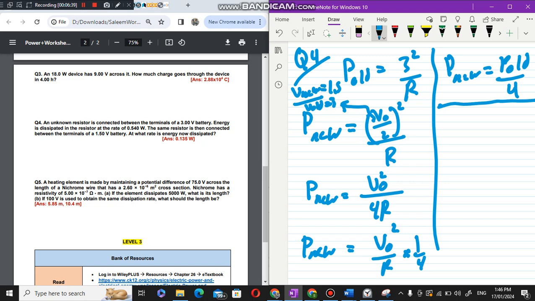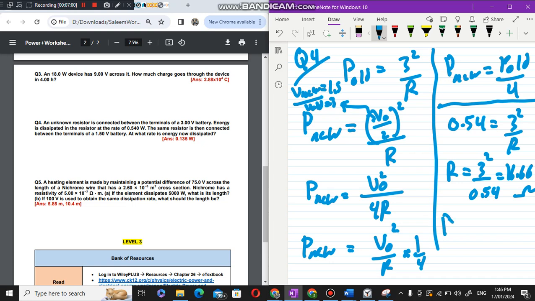And alternatively, you can say the following. Power old, which is given as 0.54, is equal to 3 squared over R. So you can calculate R from this. We get that R is equal to 3 squared over 0.54, which is equal to 16.66 ohms. Now that we have R, you just say that power is equal to V squared over R. So power new is 1.5 squared over 16.66, and you will get that it's approximately 0.135 watts. So you have two approaches to do this.